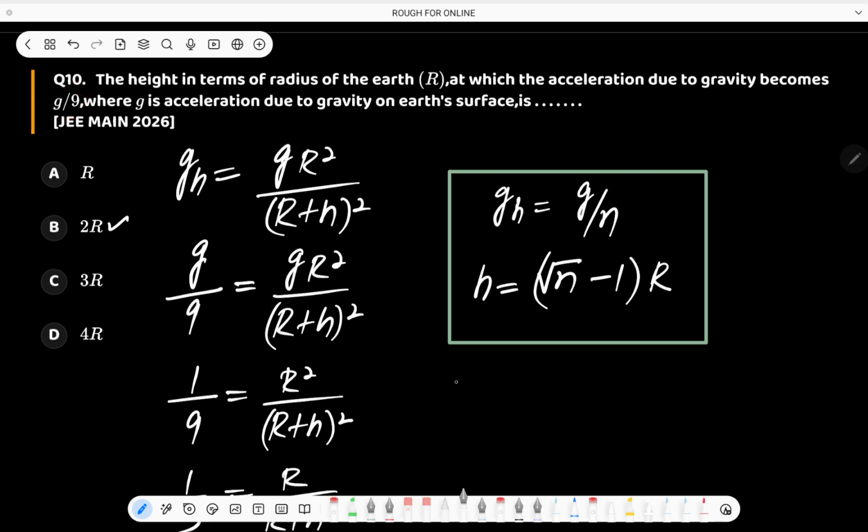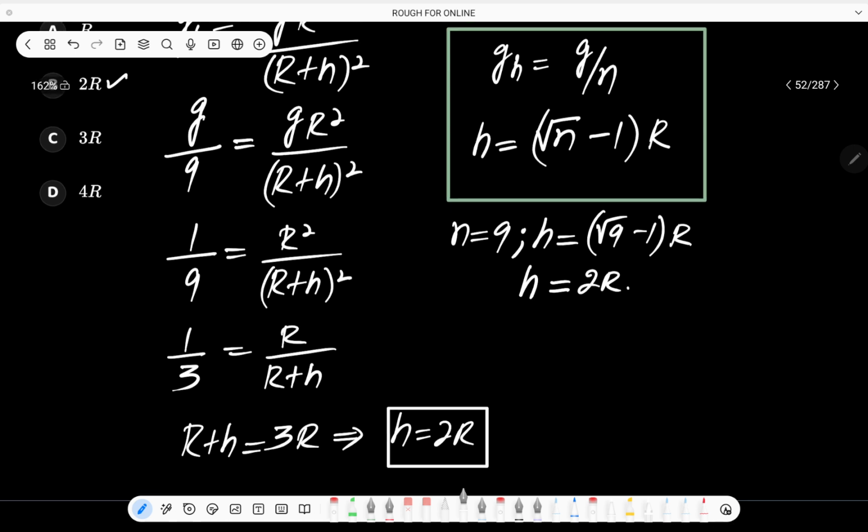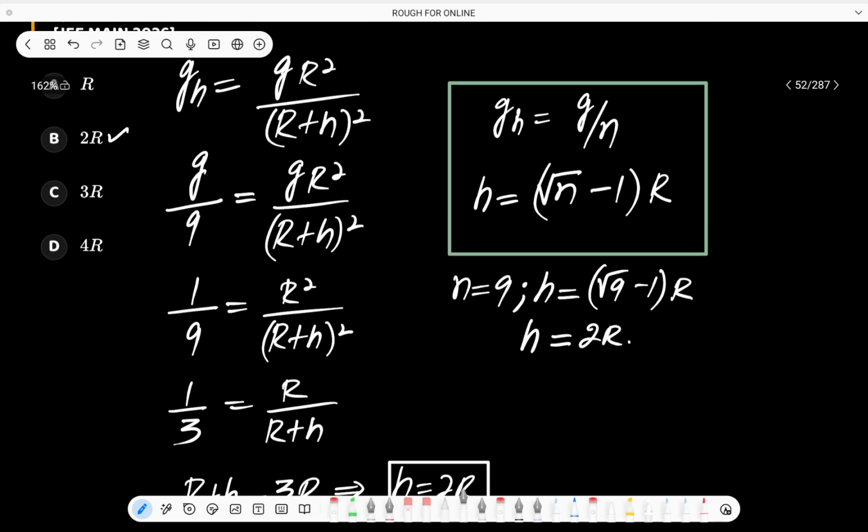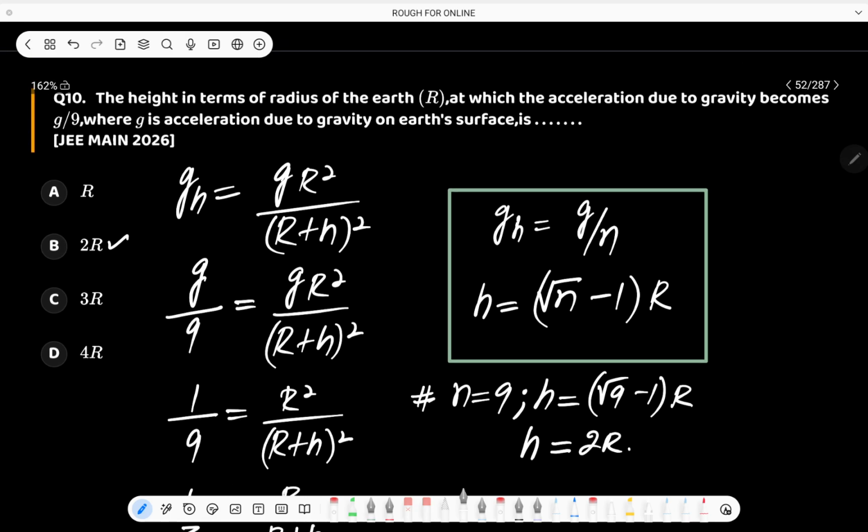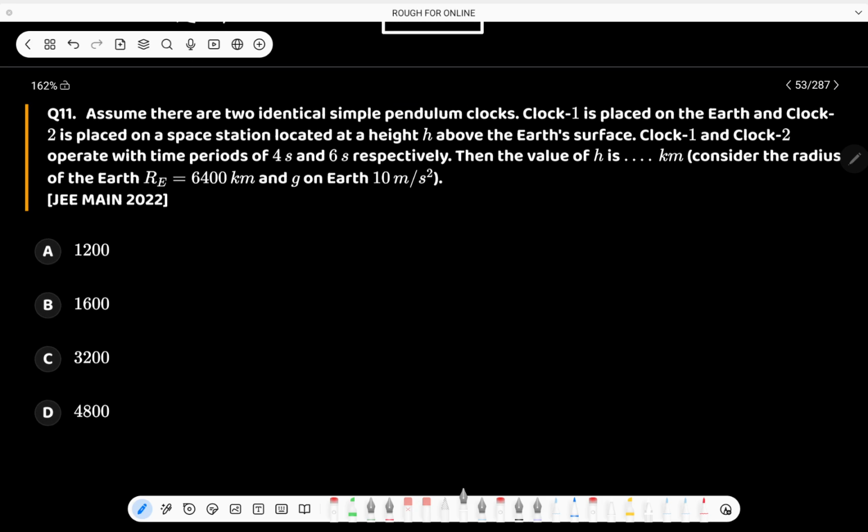So what is the value of n here? n is equal to 9, which means the height will be equal to (square root of 9 minus 1) multiplied by r. What is root 9 equal to? It is 3, and 3 minus 1 is equal to 2. So it comes out to be twice r. Isn't it very simple? With the earlier procedure there was a good amount of mathematics. Now you can apply this shortcut trick and, with no time, calculate the answer to this question. Okay, let's move to another question.